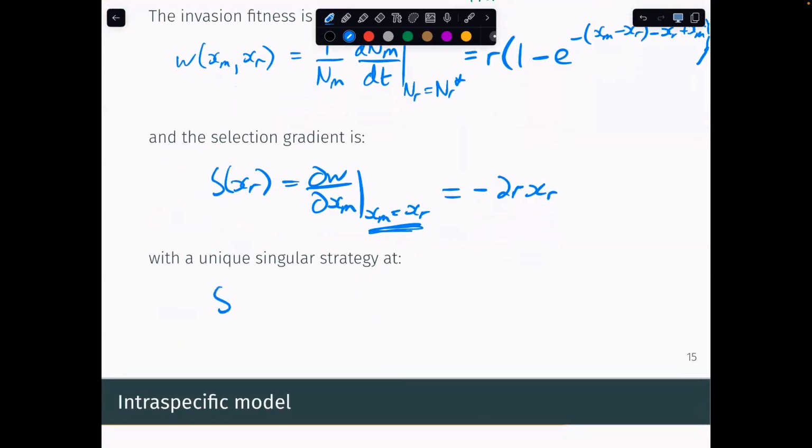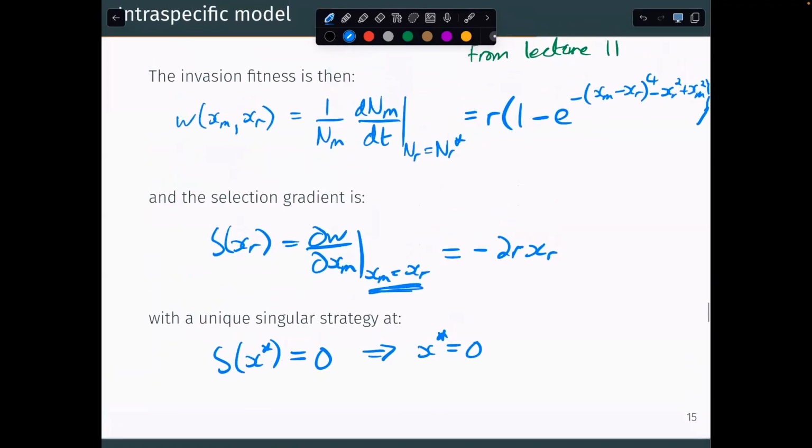Then we found that there was a unique singular strategy when the selection gradient is equal to 0, and that occurs when x star is equal to 0. In this case, something like body size wouldn't make sense, unless we've already offset body size. Suppose that this was like deviation from some historical mean, something like that. So these are things that we all showed before.